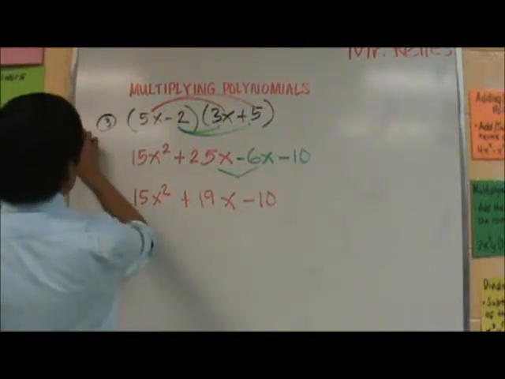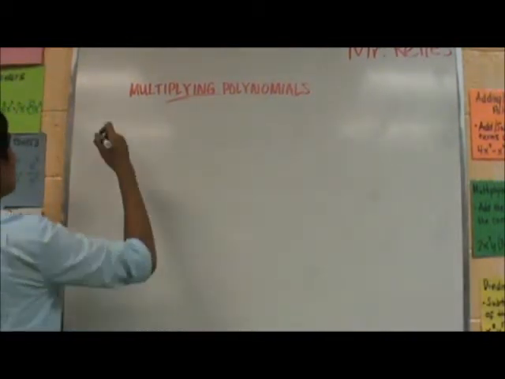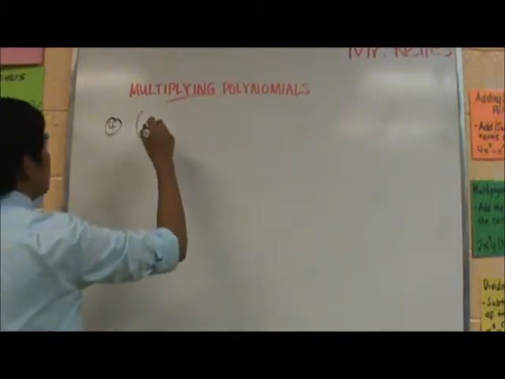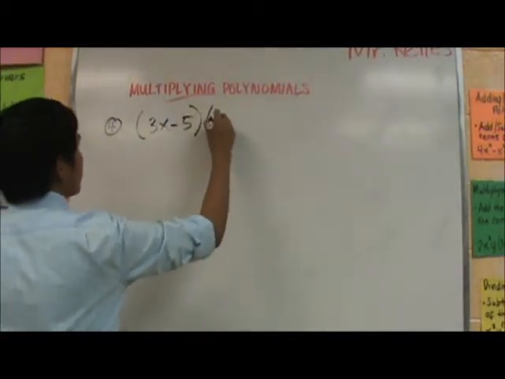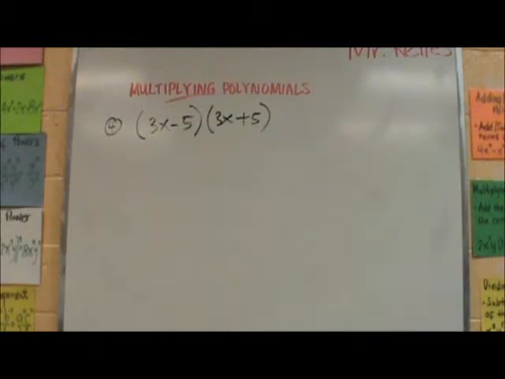Okay, now let's try number 4. How about if you have 3x minus 5 and another 3x plus 5? Guys, go ahead, figure that out.